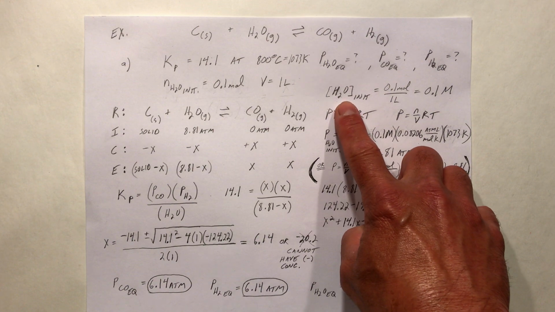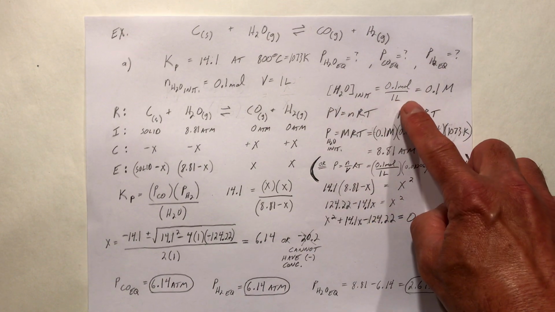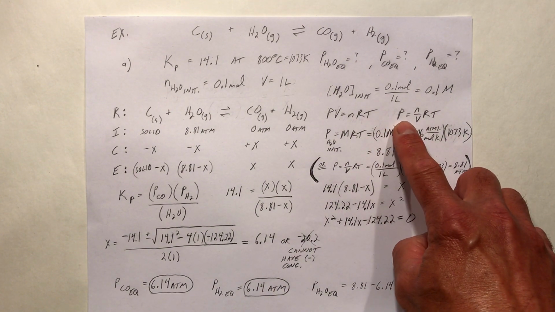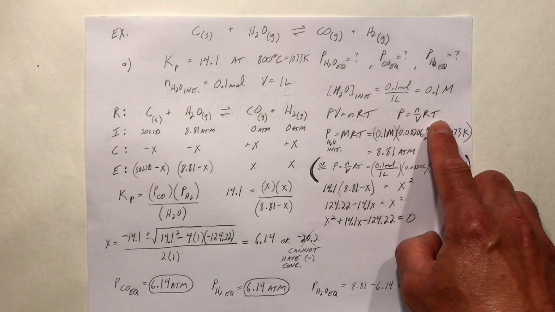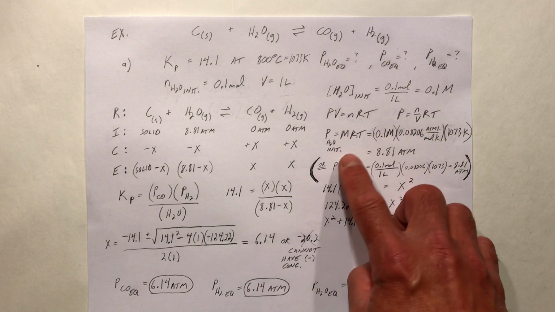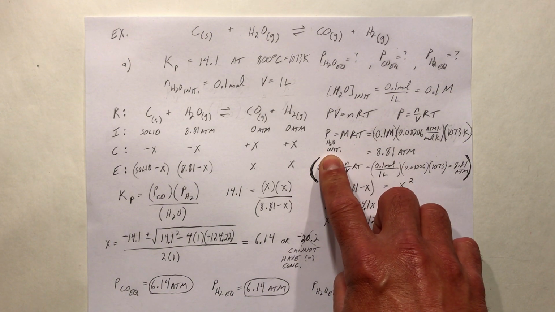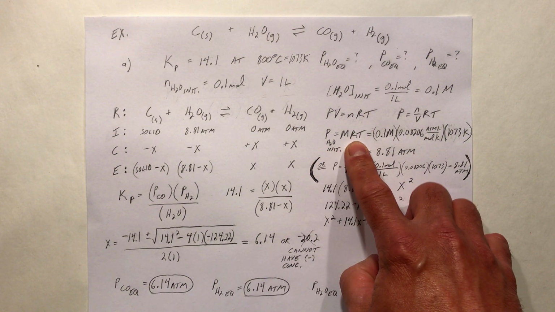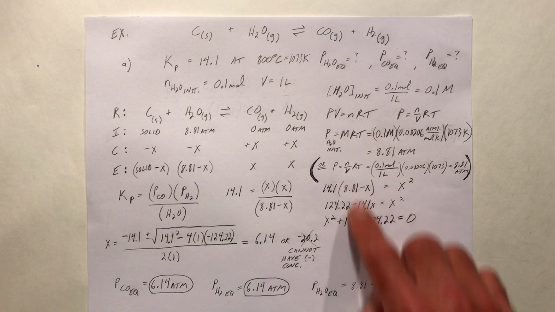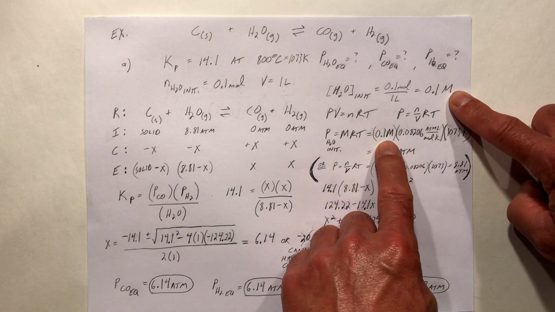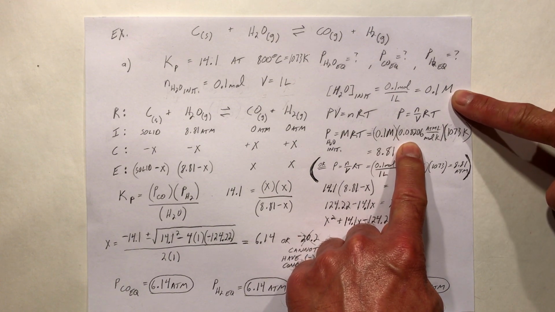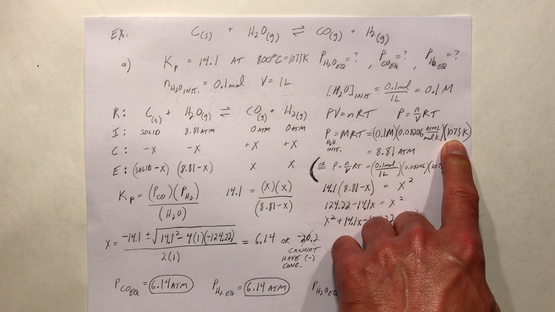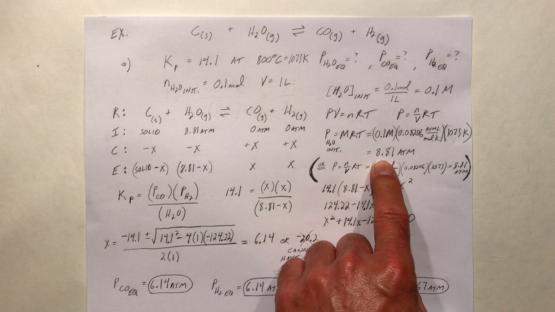So first of all, the initial concentration of H2O is 0.1 moles divided by 1 liter, or 0.1 molarity. We can use PV equals nRT and rearrange it so we get P is equal to n over V times RT. n over V is the same as molar concentration, so the initial partial pressure of H2O is equal to the concentration times the ideal gas constant times the Kelvin temperature. So we have this 0.1 molar concentration, the ideal gas constant, 0.08206 atmosphere liter over mole Kelvin, and we have 1073 Kelvin. Solve that, and we end up with 8.81 atmospheres.